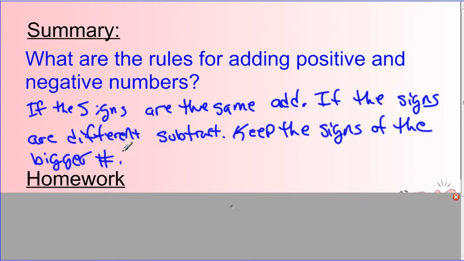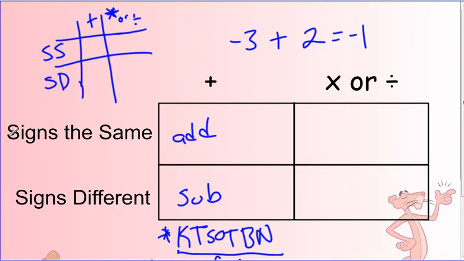Okay, here's what I have. I put down if the signs are the same, add. If the signs are different, subtract. And keep the sign of the bigger number. That is the verbal way of saying this chart. Signs the same, add. Signs different, subtract. Keep the sign of the bigger number.